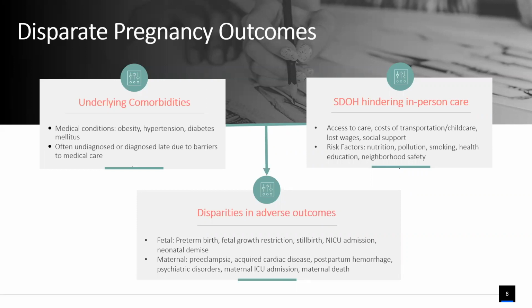At the same time, those same social determinants are hindering the in-person care. They don't have as much access, the cost of transportation and childcare, their inability to be flexible with their job, lack of social support network and education, et cetera. And together, those are working, unfortunately, to continue to drive these disparities in outcomes, both on the fetal side and the maternal side.